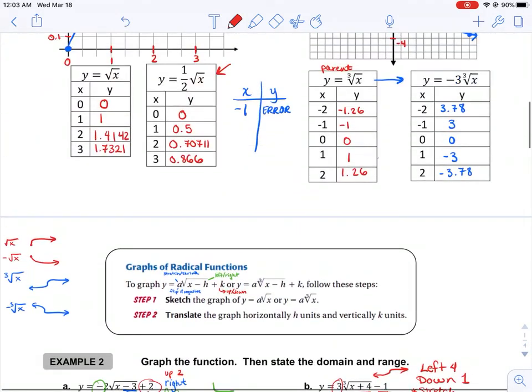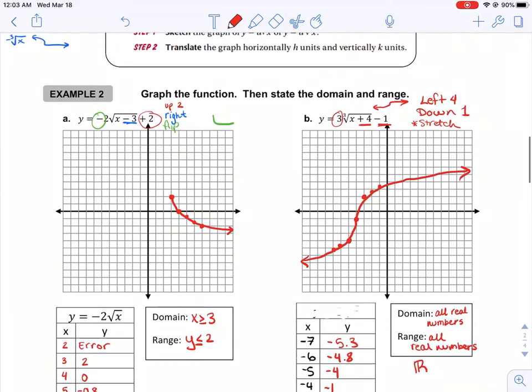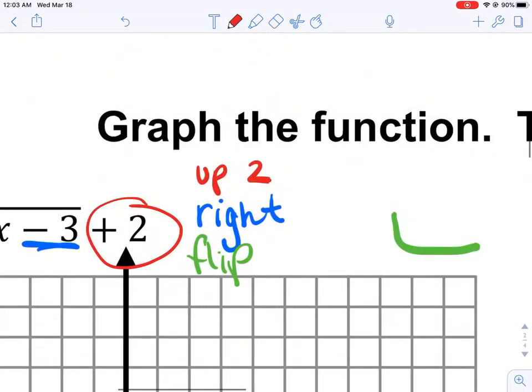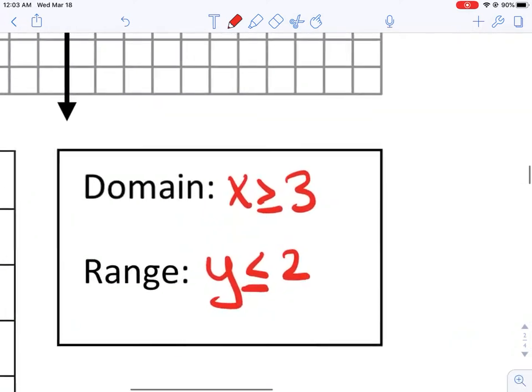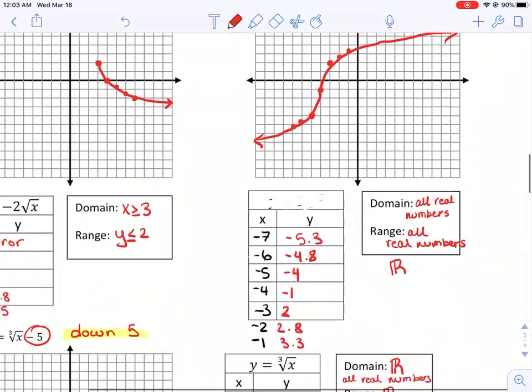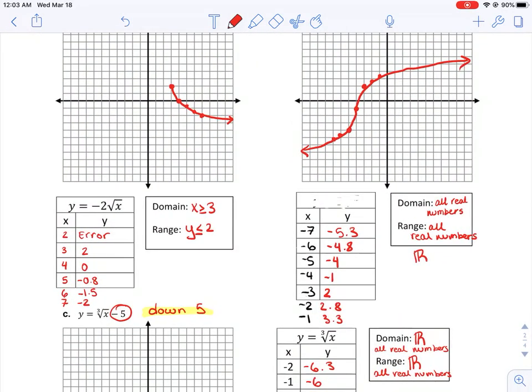So your homework that goes along with this part, your next homework that's due, is actually a matching worksheet. And then you're just going to name the transformations. You're going to describe the transformations like we did up here, okay? And then you're also going to state the domain and range. Remember, the domain and range are only different for square roots. For cube roots, it will always be all real numbers.